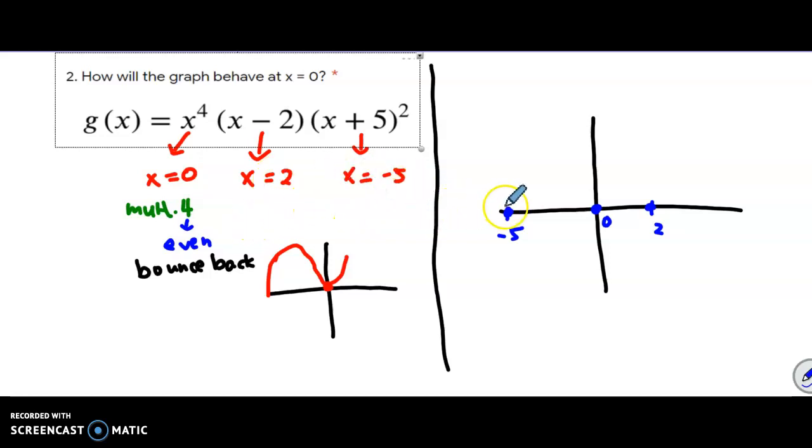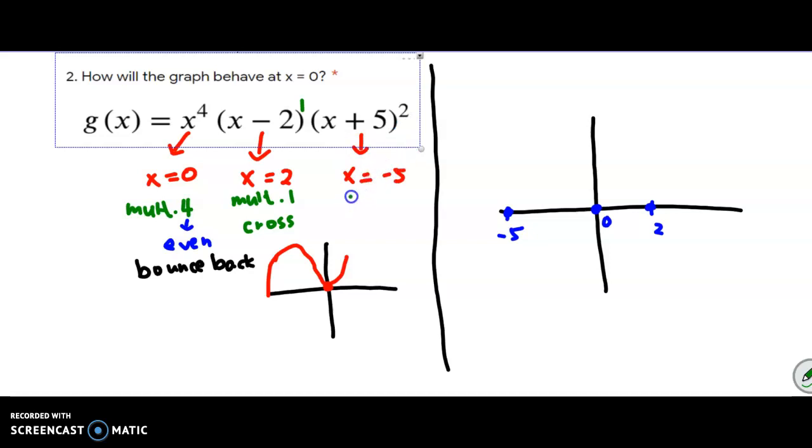Well, we know the roots and the x-intercepts are at -5, 0, and 2, okay? Let me first mention, the multiplicity here is 4. It's an even exponent, so it's going to bounce back. Over here, this is an invisible 1, so the multiplicity is 1. And so the behavior here is that it will just go straight through it, or cross through it, okay?